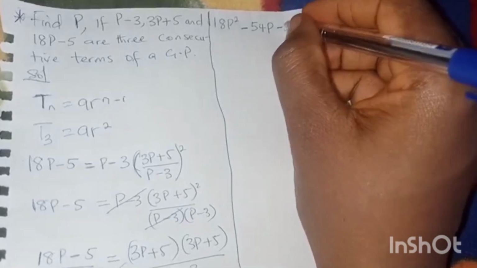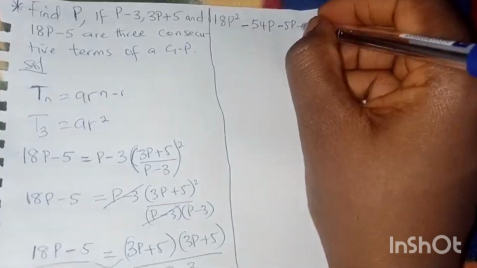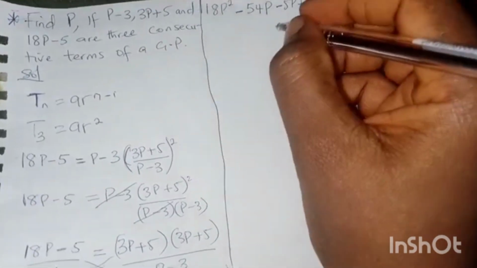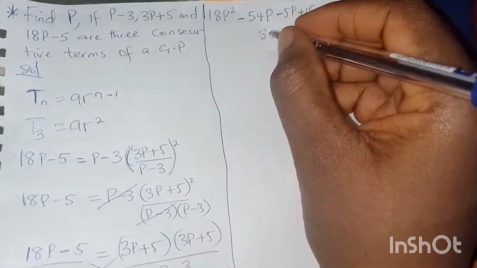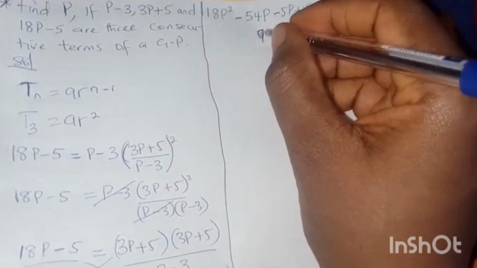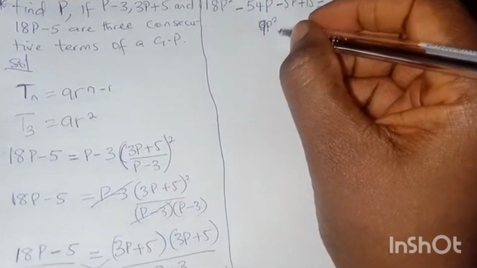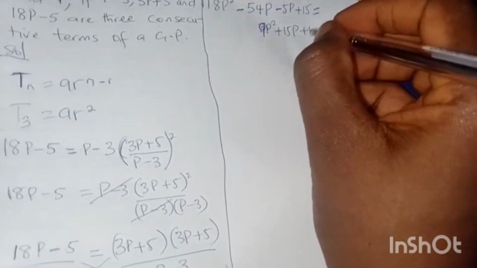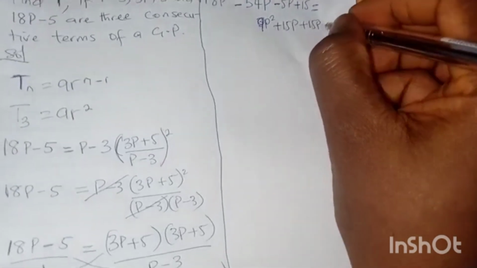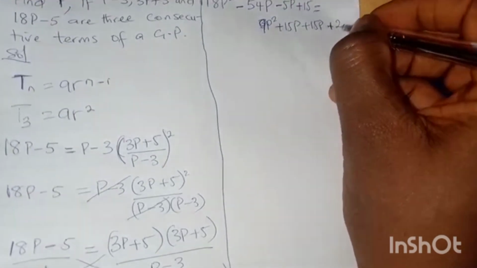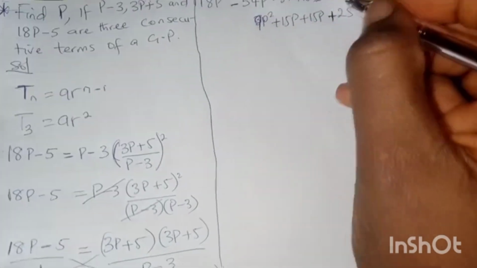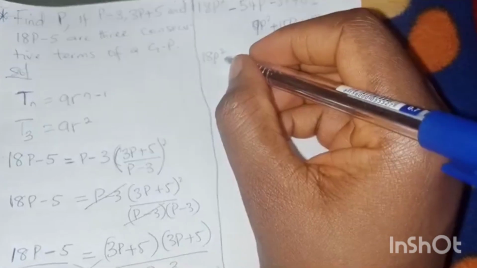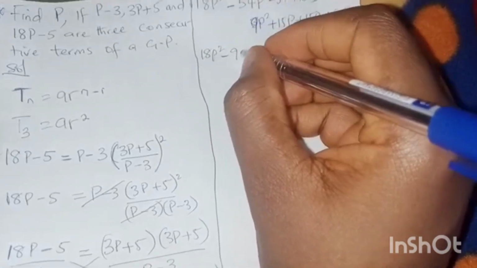We'll have 18p squared minus 54p minus 5p plus 15 equals, now the other part where we have to multiply 3p plus 5 by 3p plus 5. We have 9p squared plus 15p plus 15p plus 25. Next thing we'll do is to collect the like terms.